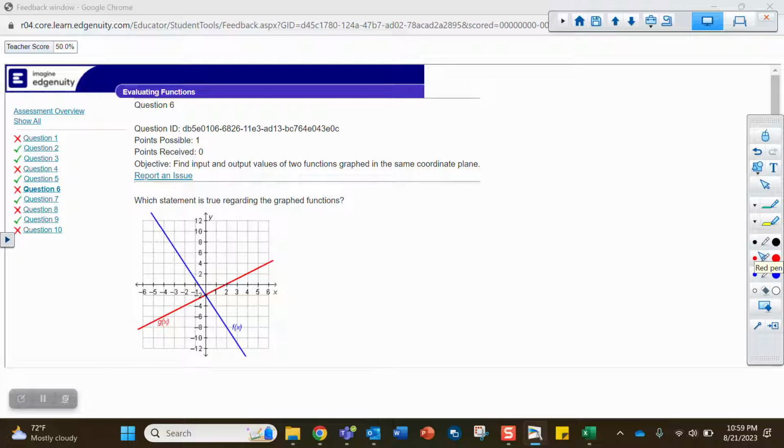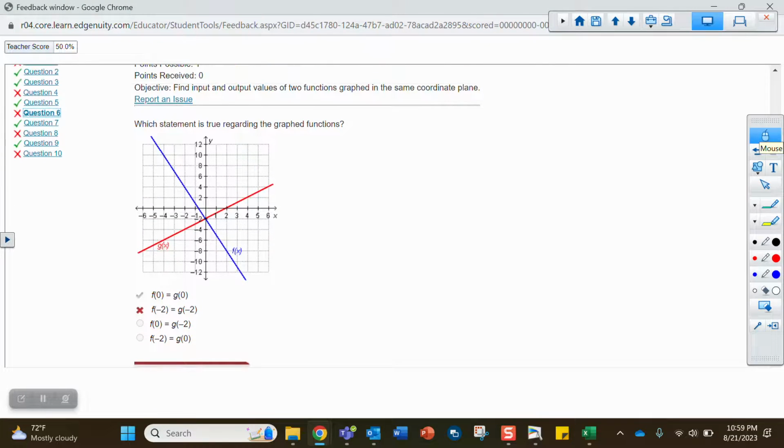Okay, the next question is question 6. It says, which statement is true regarding the graphed function? I need to scroll down a little bit so I can see what statements it's given. Again, this is about where they're intersecting. You can see their intersection here, the red dot, and then what x value does that happen at? The x values are listed here on the x-axis. This is -1, this one's not labeled but this is +1, so this is happening at 0. So f of 0 is equal to g of 0 because that's the x-coordinate where those two graphs intersect.